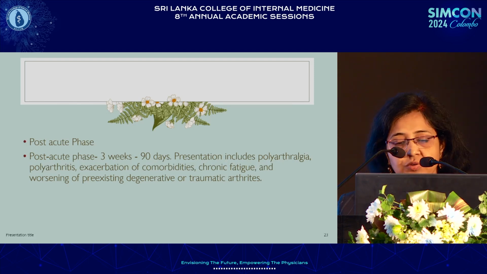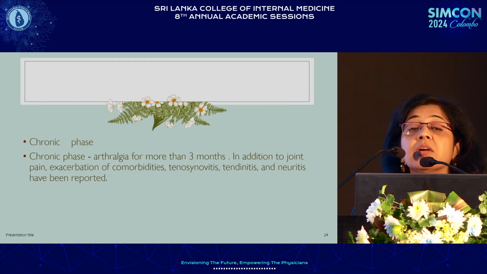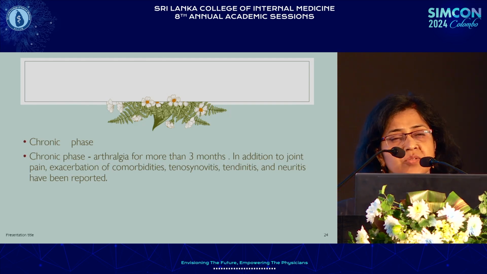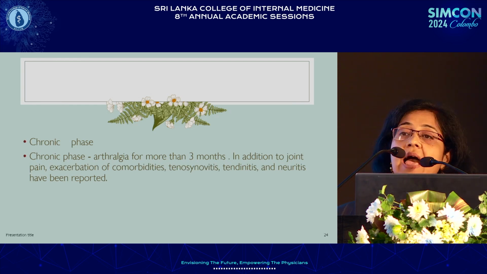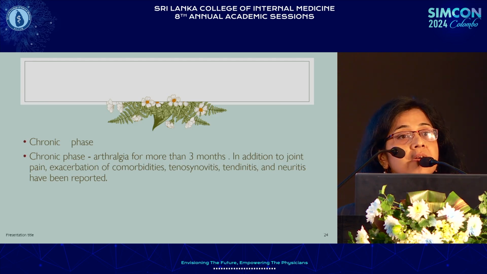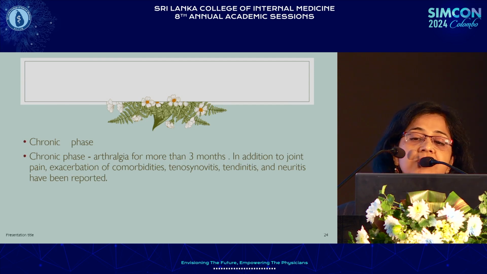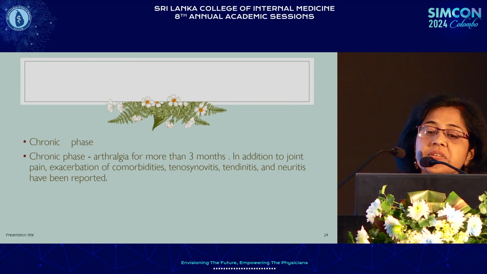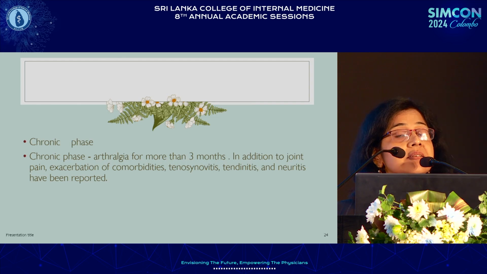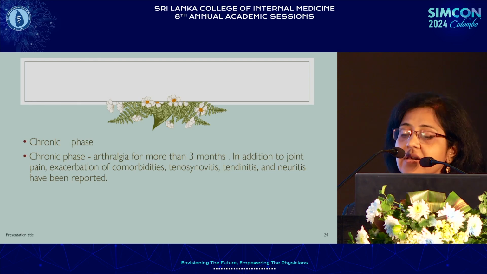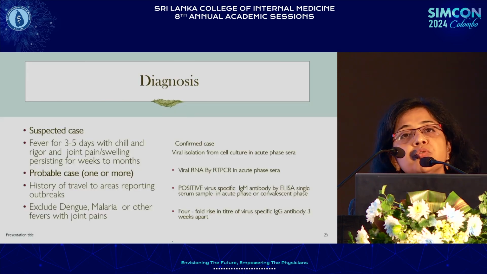But there are unfortunate individuals who can develop a chronic chikungunya arthritis, which is very distressing and debilitating. So these patients will have arthralgias, even arthritis, beyond 3 months. It can even go up to 2 years. In addition to the joint pain, they may have tenosynovitis, tendinitis, and even neuritis has been reported. Another thing that happens is that they have exacerbation of their comorbidities, and they may even have exacerbation of their osteoarthritis. So how to diagnose?